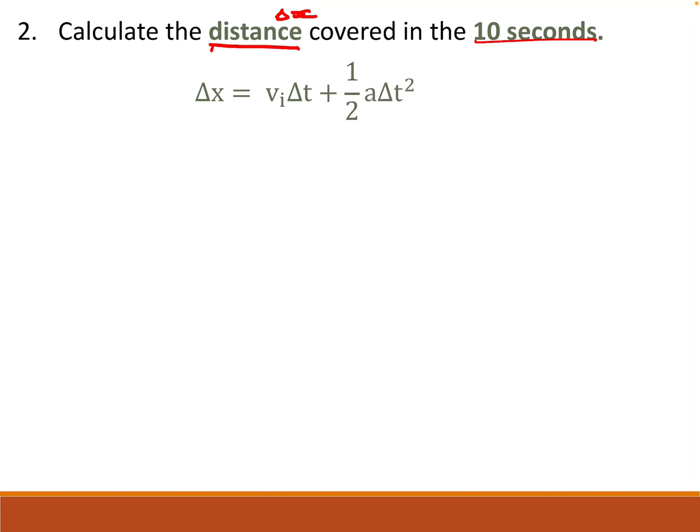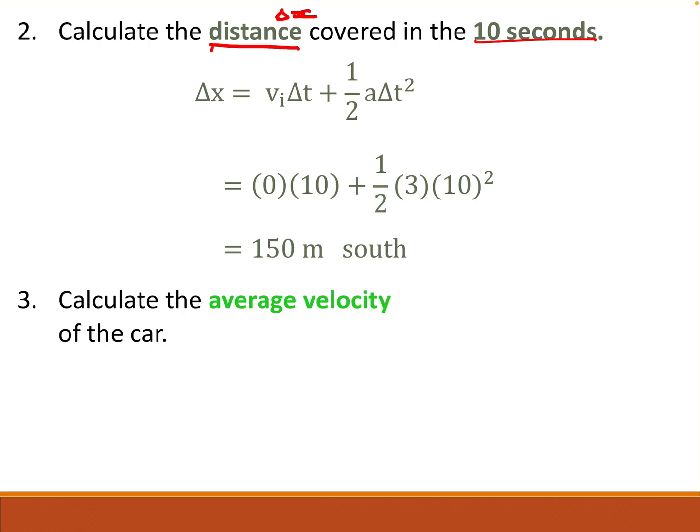So delta x equals Vi delta t plus a half A delta t squared. Substituting everything we know, 0 times 10 is 0. Then we've got a half times 3 times 10 squared. You put that into your calculator, and we get 150 meters south. Okay, straightforward. The last question now goes back to what we learned at the beginning of this section. Calculate average velocity. Average, remember, is total distance divided by total time.